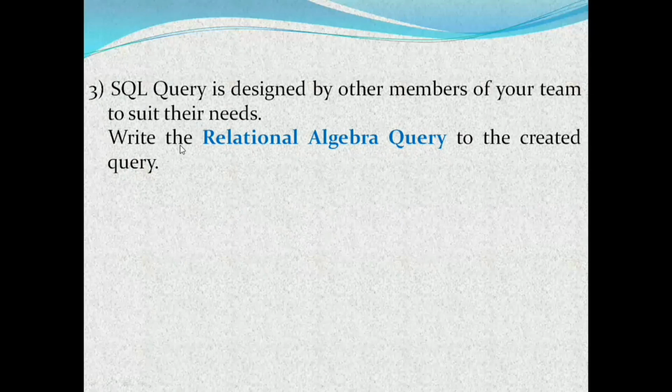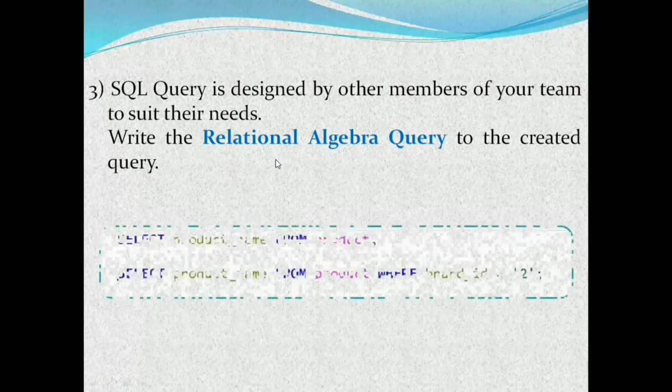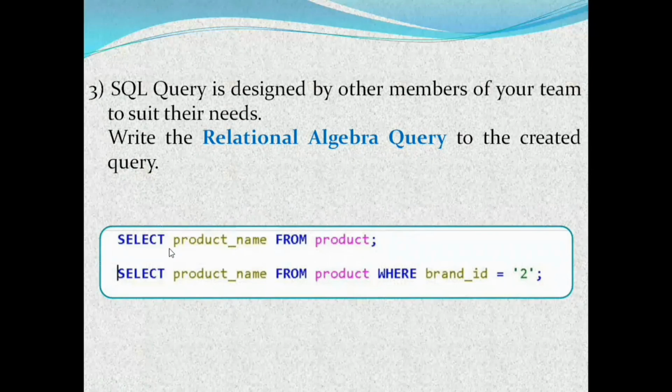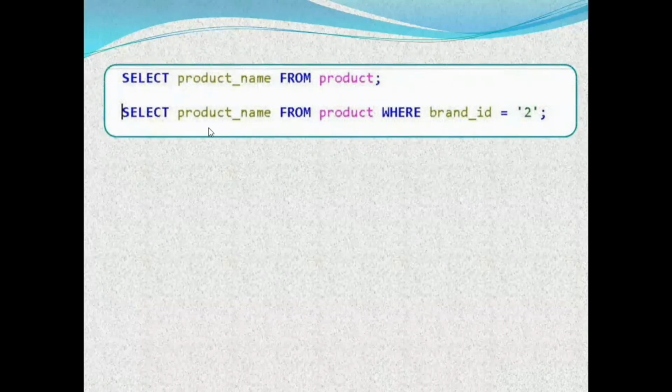So let's see what is the SQL query they wrote. So this is the SQL query. Select product name from product, and select product name from product where brand ID equals to. So now we want to create the relational algebra query for those two SQL queries. So let's do that, and I get this SQL query quickly for here. And now I need to write the relational algebra query for the first one.